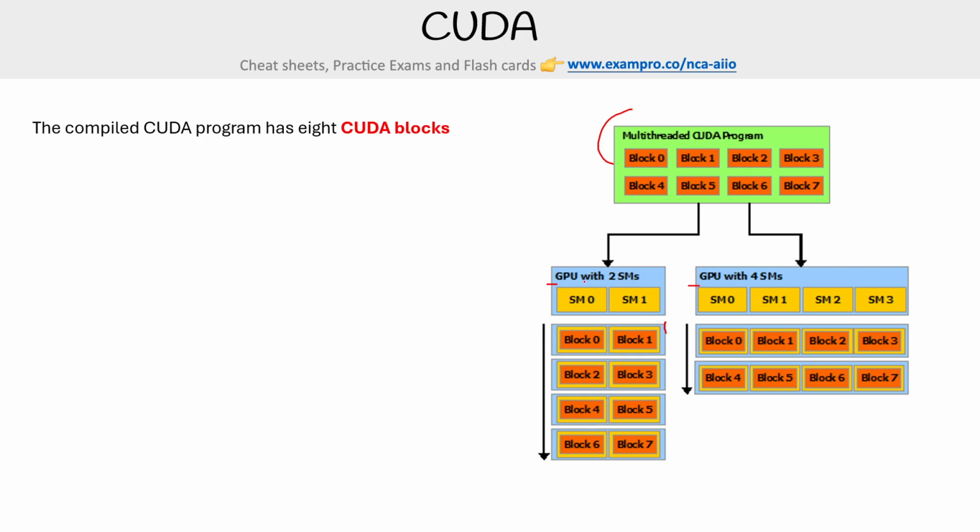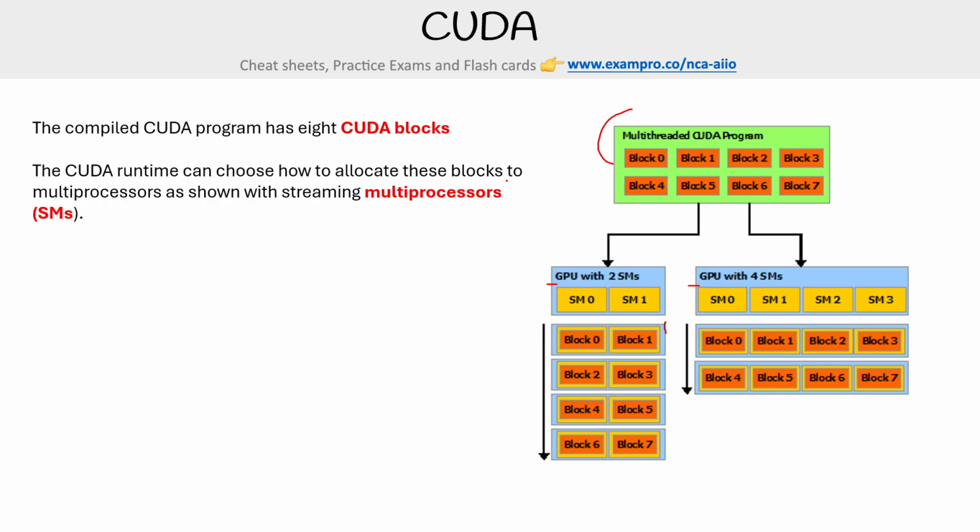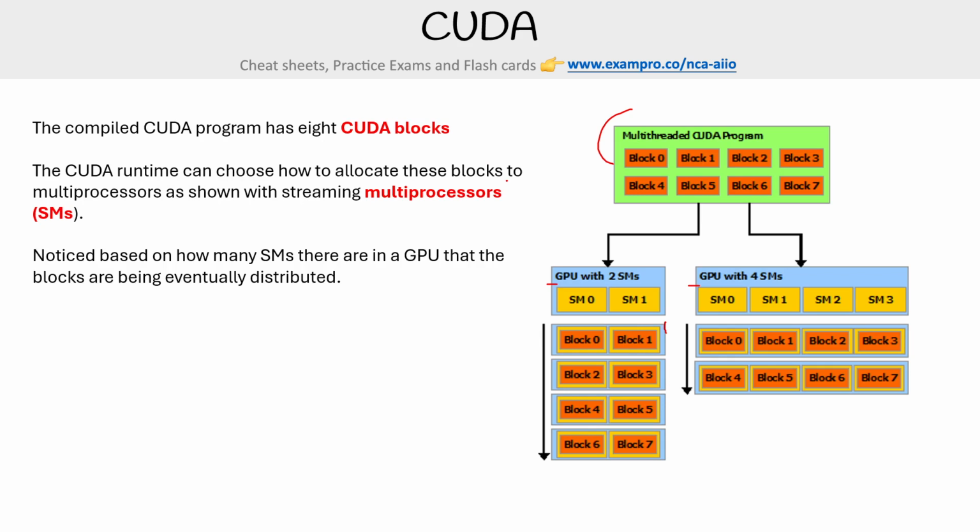The idea is that the compiled CUDA program has 8 blocks up here, okay? And the CUDA runtime can choose how to allocate these blocks to multiprocessors, as shown with the streaming multiprocessors. Notice that based on how many SMs there are in the GPU, the blocks are eventually, evenly, I spelled that wrong, it's supposed to be evenly distributed.